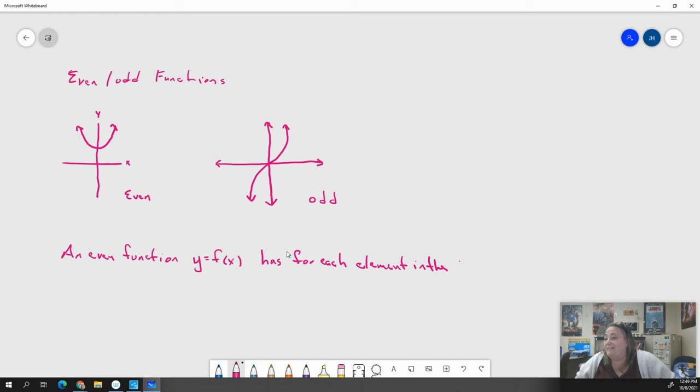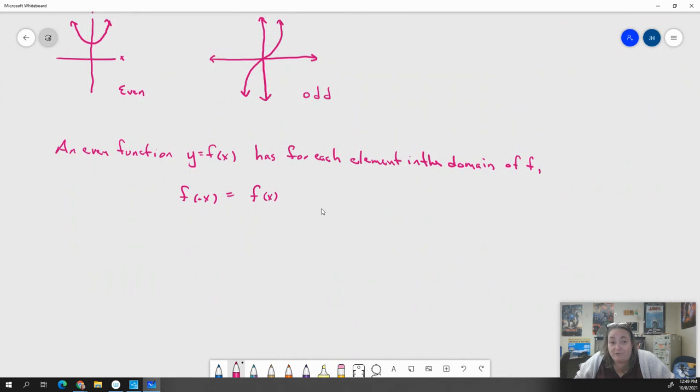For each element in the domain. So that means all of your potential x's, any x that you can put into the domain of the function f, f of negative x would equal f of x. What does that mean?